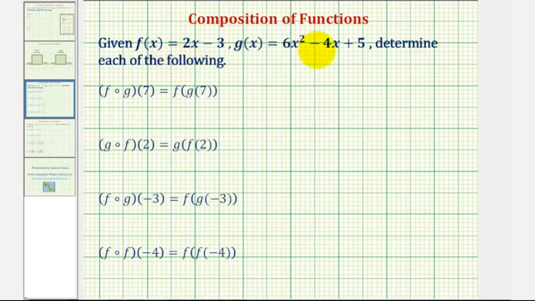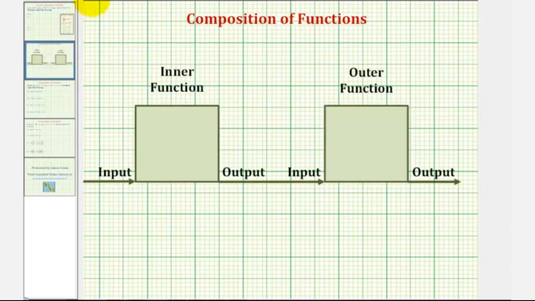We're given f of x and g of x and asked to determine the following composition of functions. The idea of a composition of functions is that the output of the inner function becomes the input of the outer function, giving us a final output for the composition of functions. To help visualize this, we can think of this as a conveyor belt, where if we start with an input for the inner function, this gives us an output. This output becomes the input for the outer function, which gives us a final output for the composition of functions.